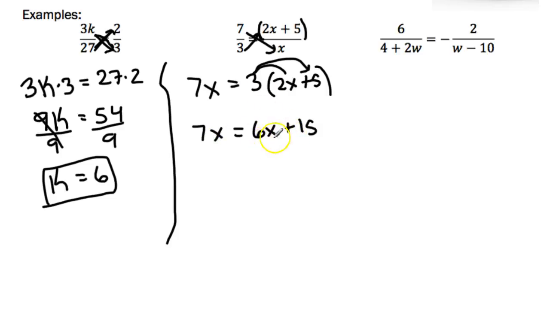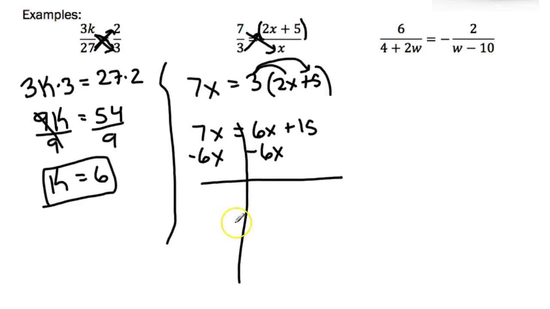Now I need to solve for x. So let me combine the like terms. I have an x right here and an x right there. I will subtract 6x from both sides, minus 6x. I can draw my line to keep everything organized. Those cancel. 7x minus 6x is 1x, or I can just write x, and then I bring down the 15. x equals 15. That's my answer right there. Bam! Alright. Now this next one is even a little bit crazier.